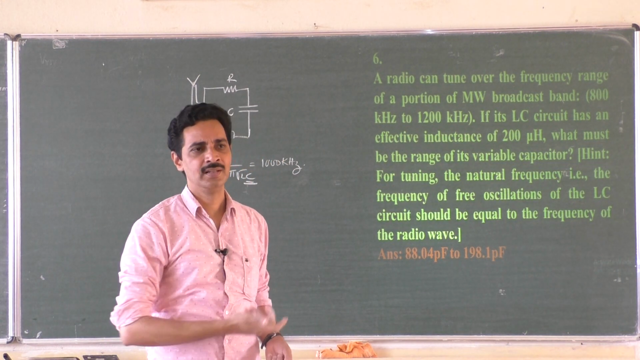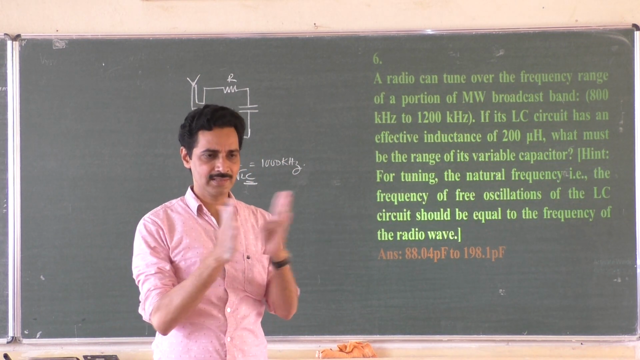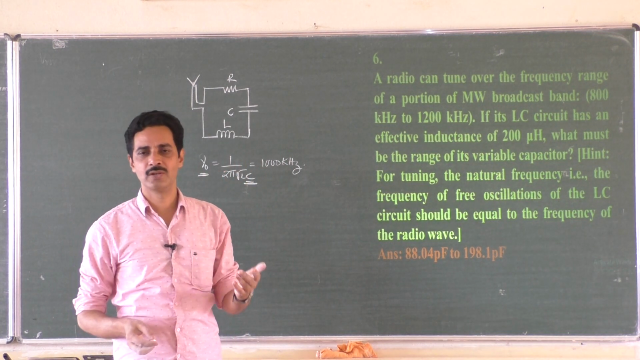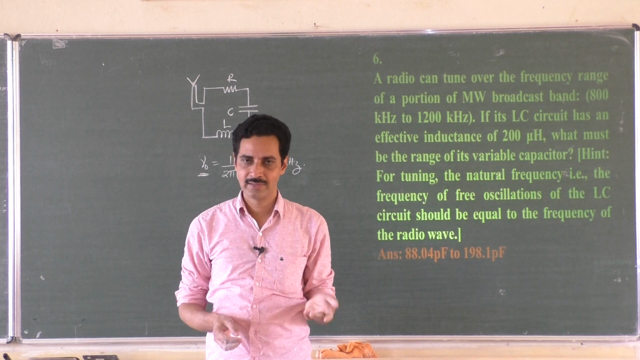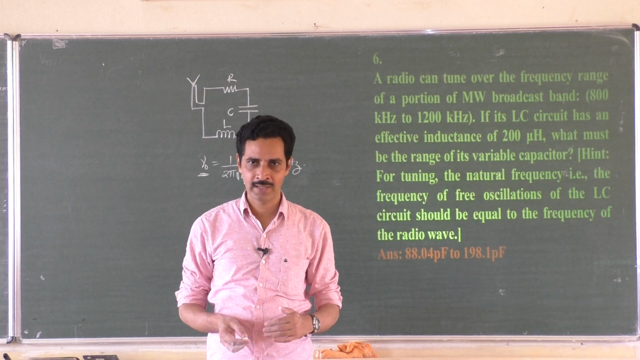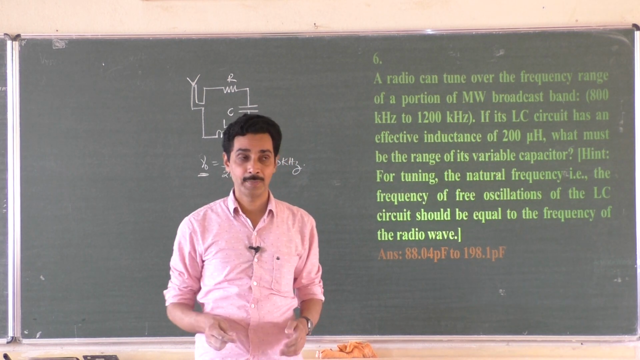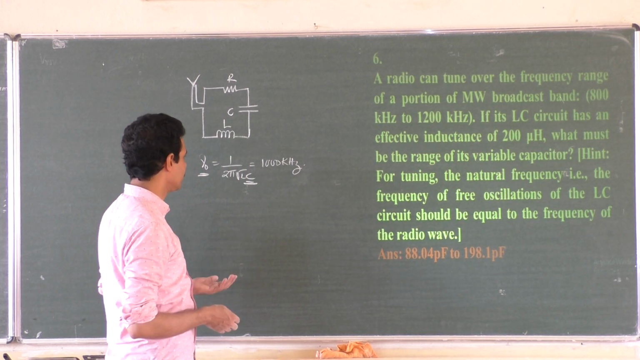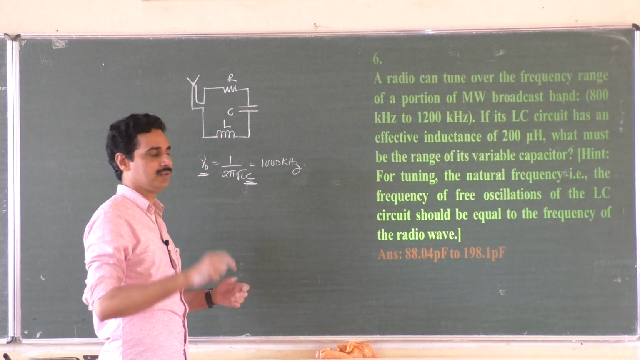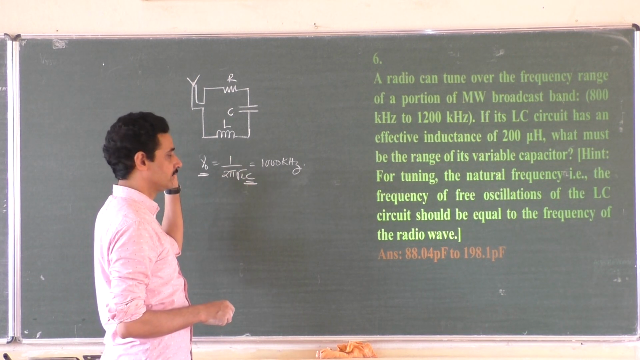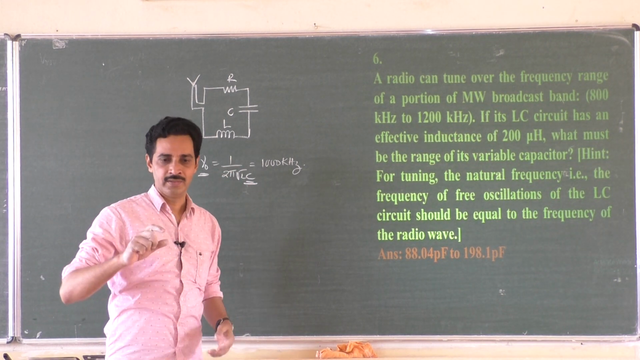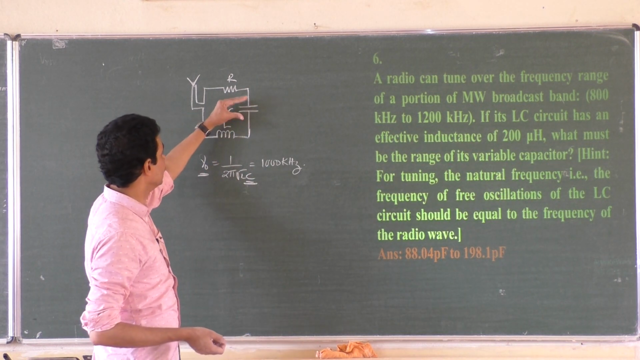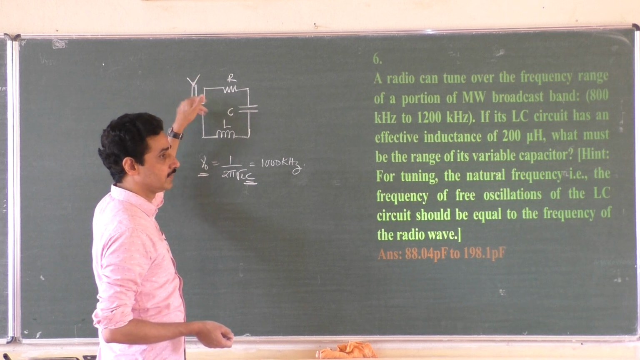When you tune it, the distance between the capacitor plates changes, and the capacitance value changes because C is equal to epsilon naught A by D. Capacitance is inversely proportional to the distance between the capacitor plates. So when the distance changes as you tune, capacitance changes, resonant frequency changes, and you can receive another station. So by changing the value of C, you can change the frequency which is received.